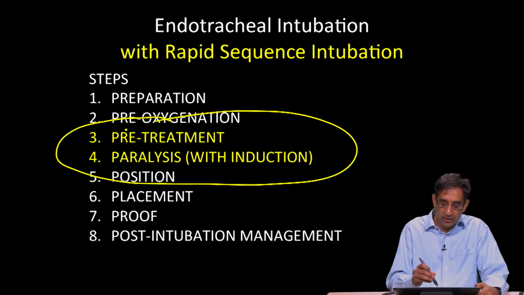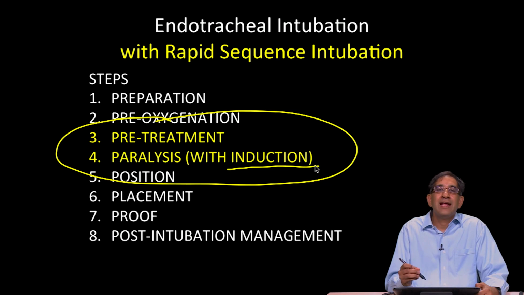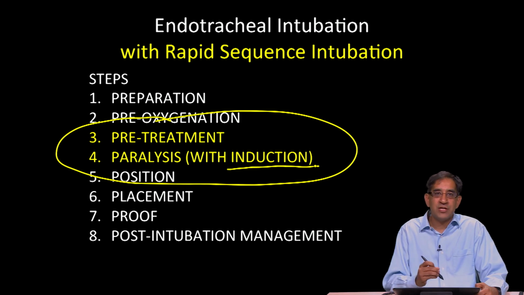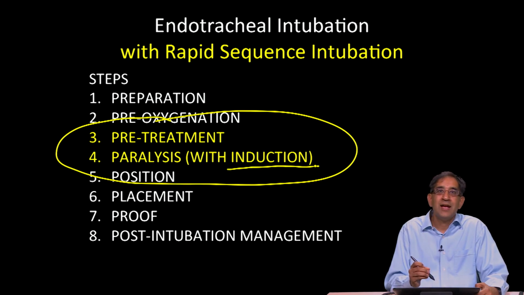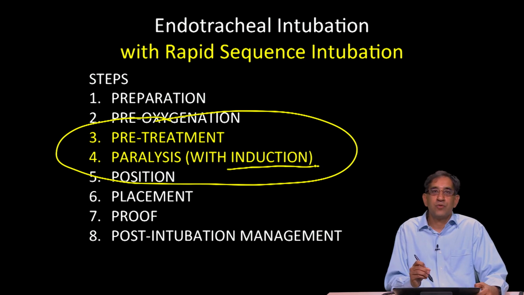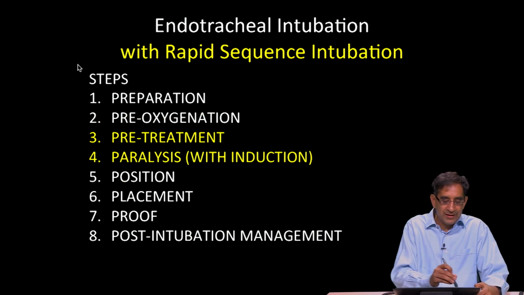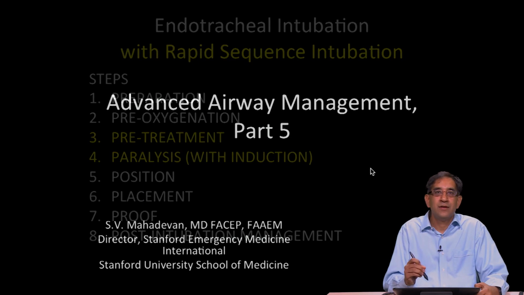But whenever we give a paralytic, we always want to give an induction agent like etomidate or ketamine or a benzodiazepine like midazolam to knock the patient out, to induce unconsciousness, as well as help with some of their pre-existing conditions such as increased intracranial pressure or reactive airway disease. So we're going to add these 2 steps, pretreatment and paralysis with induction, when we're performing endotracheal intubation with rapid sequence intubation. Again, the 8 Ps. Thank you very much.